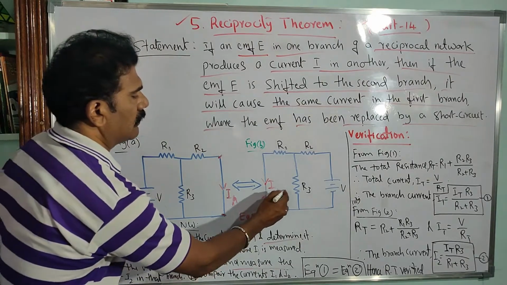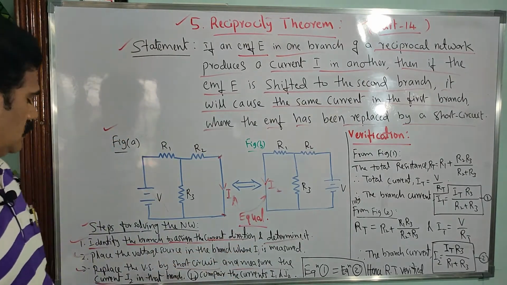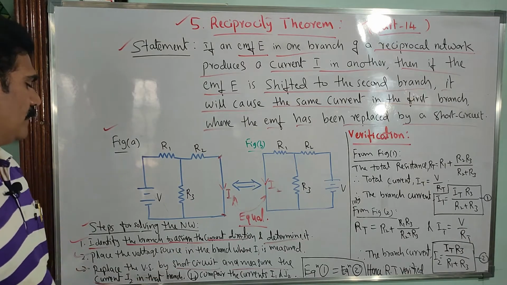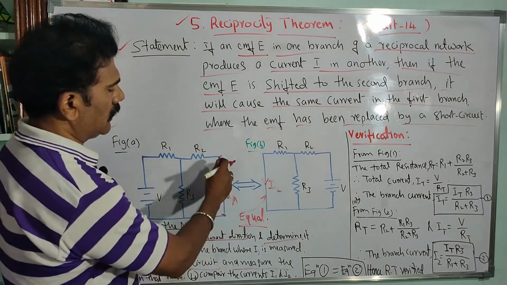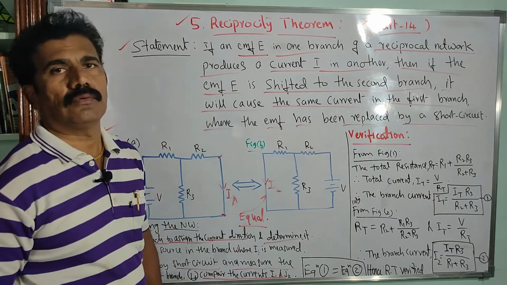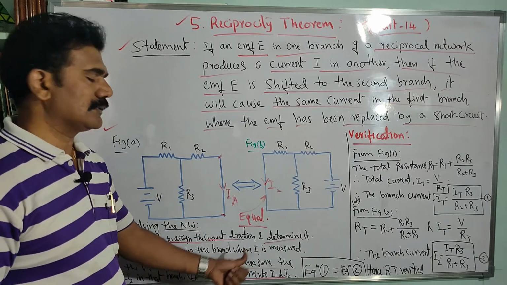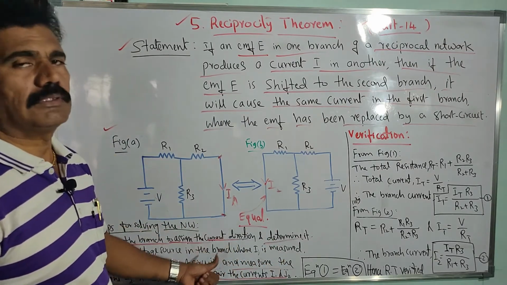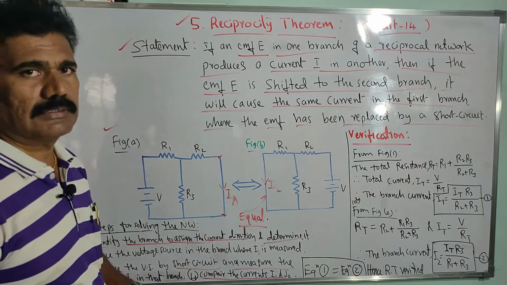Measure that current, which I will now consider as I2, in the branch. Is it clear? Once you measure the currents I1 and I2, compare them. We should get I1 equal to I2. That's it. That is the method of verifying this reciprocity theorem.